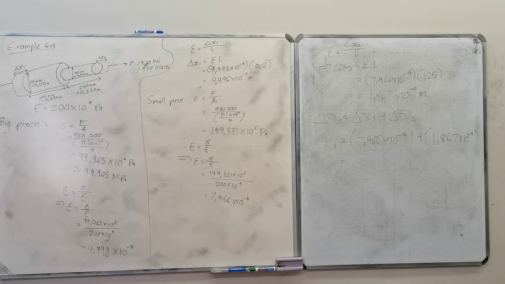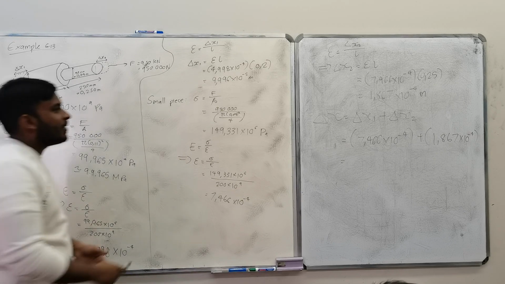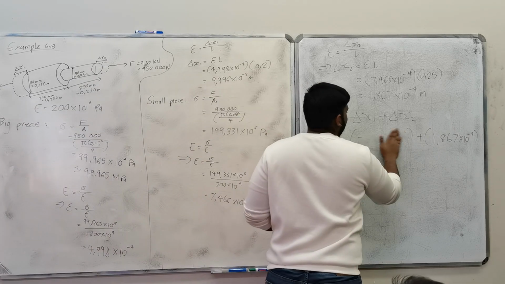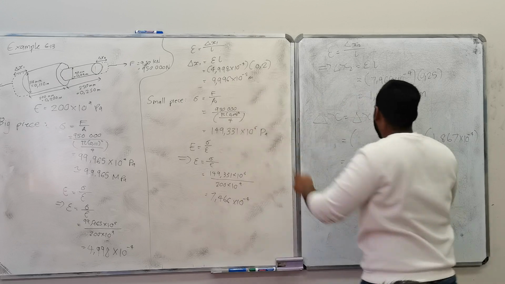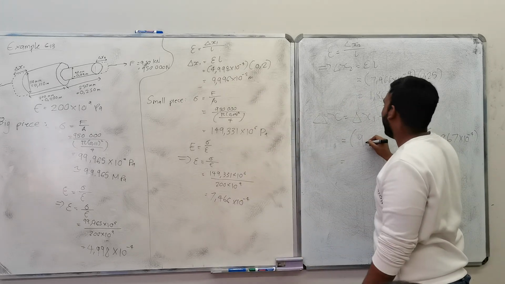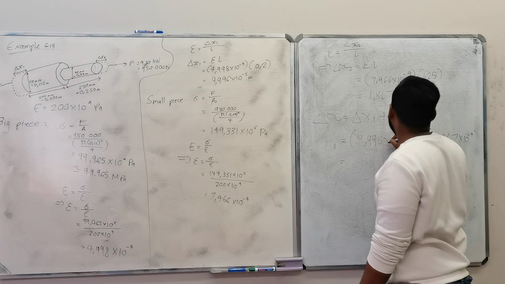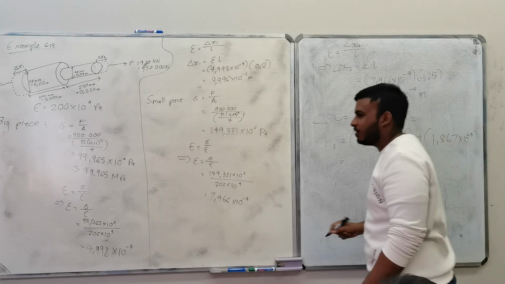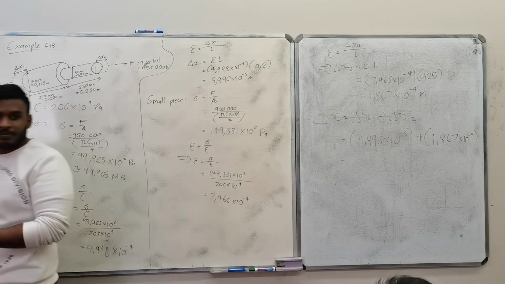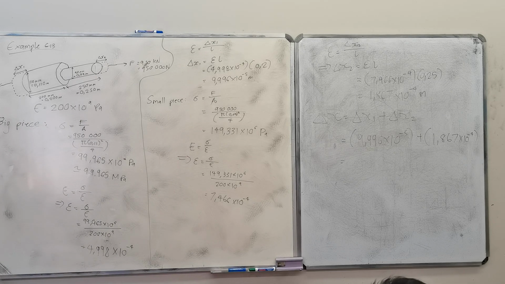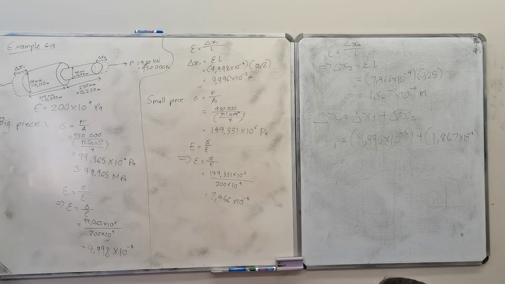Wait, where did you get the 1 point? This was not the value. Delta x1 is that value, actually. 9.996 times 10 to the minus 5. Now, sorry about that. Apologies.